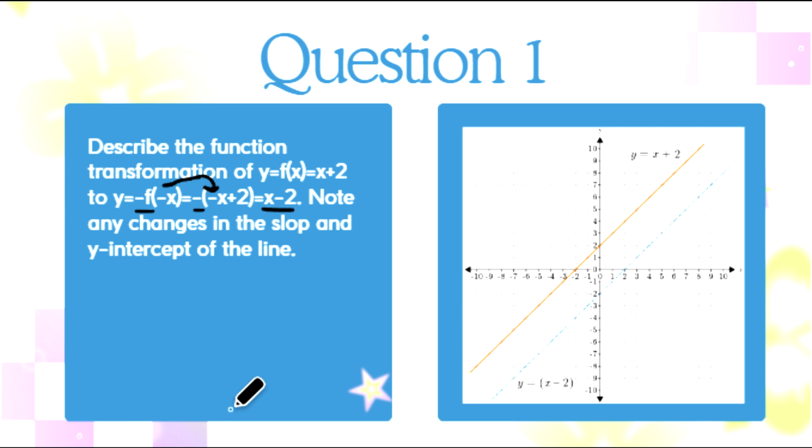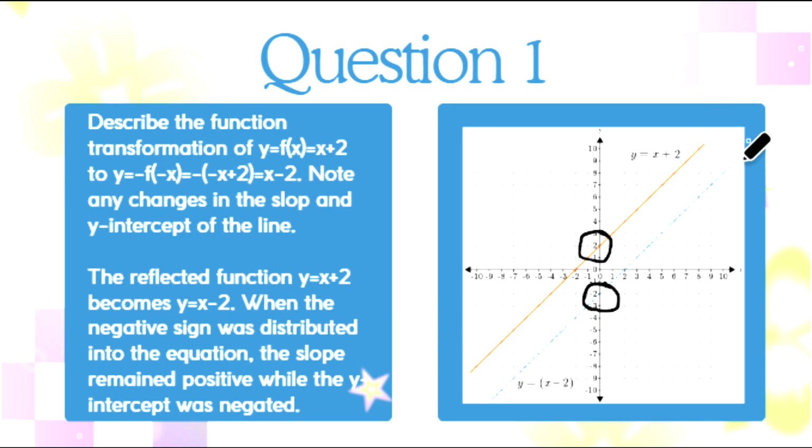Note any changes in the slope and the y-intercept of the line. Figure it out, pause it, come back. Okay, there is no change in slope. You can see they're parallel. They're never going to touch each other. This is rise 1, run 1. This one is rise 1, run 1. Okay, but you can see the y-intercepts changed. And that's exactly what we should see because it goes from 2 to -2 because everything has the sign change.